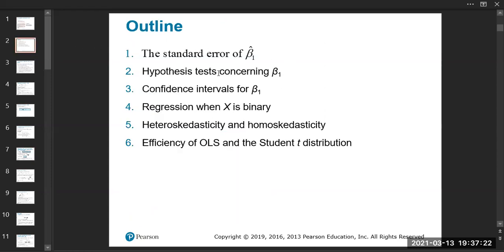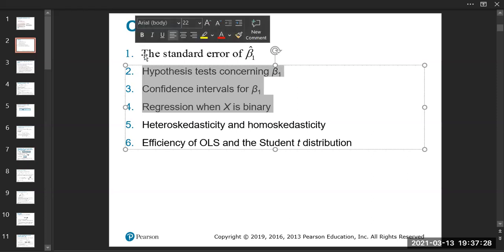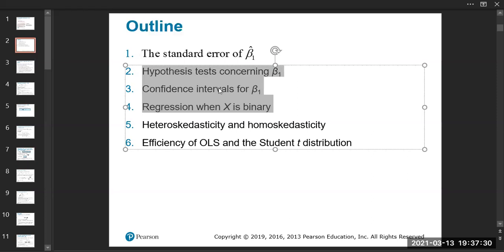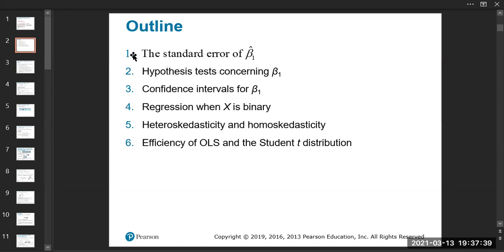So I want to pause here on the second page. You're only required to learn the first 4 points. Why is the first point separated from the rest? Okay, so you're only required to learn the first 4. The 5th and the 6th are not required.